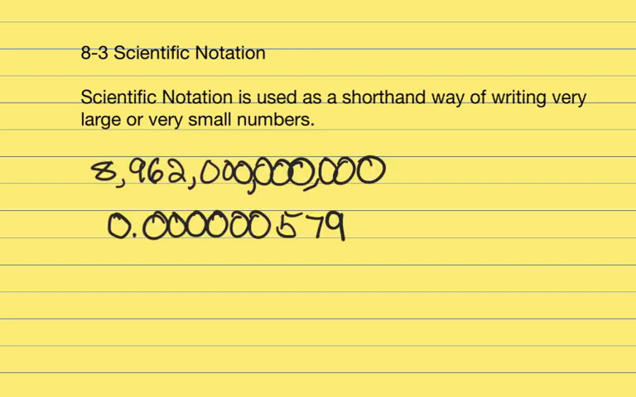For example, if we look at the first number, we might be saying, what? I don't even know what that number is. Is it billions? Is it trillions? Is it quadrillions? Well, with scientific notation, if it was written that way, there would be no doubt about the value of the number.